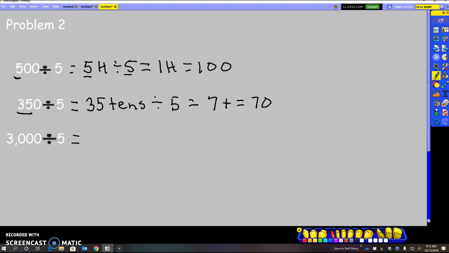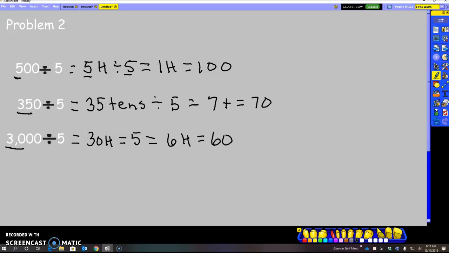Okay, here I have 3,000 divided by 5. Well, I'm noticing I can't really have 3 and break it into 5 groups easily, okay? So I'm going to actually take the 30 and say that I have 30 hundreds, okay? 30 hundreds divided by 5 gets me 6 hundreds.